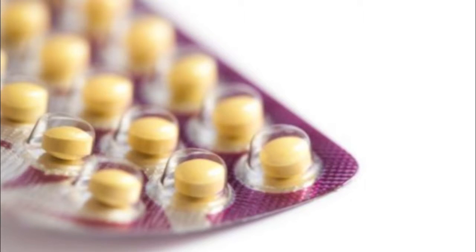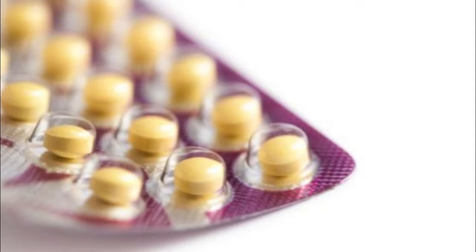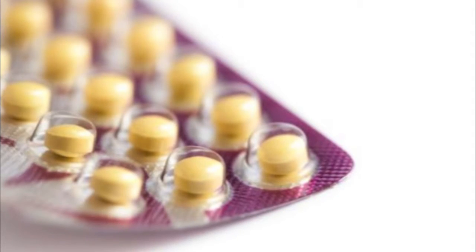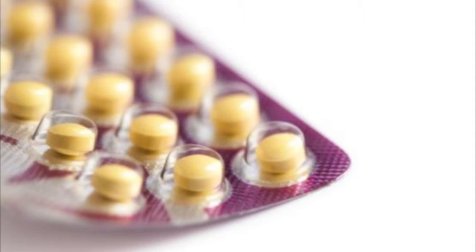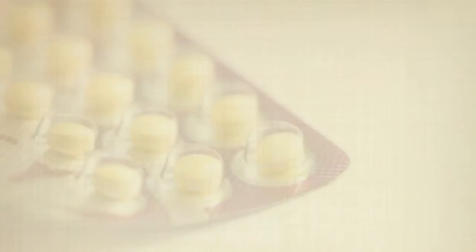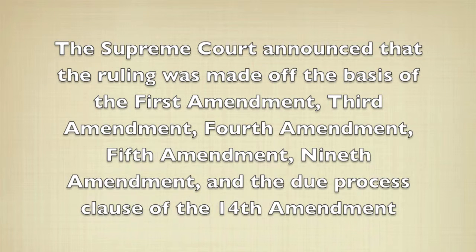Your answer, Gizelle, can be found in the Griswold v. Connecticut case. When Griswold v. Connecticut was first introduced, the Connecticut law stated that the use of contraceptives was illegal. Ms. Griswold gave information, instruction, and other medical advice to married couples concerning birth control. Griswold and her colleague were convicted under Connecticut law, which criminalized the provision of counseling and other medical treatment to married persons for purposes of preventing conception. In the end, the Supreme Court ruled that the law violated the right to marital privacy.